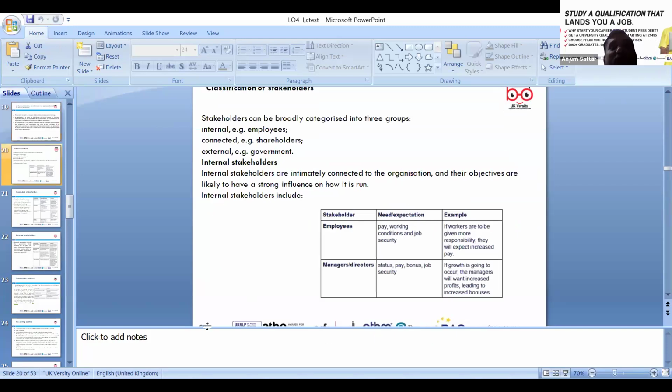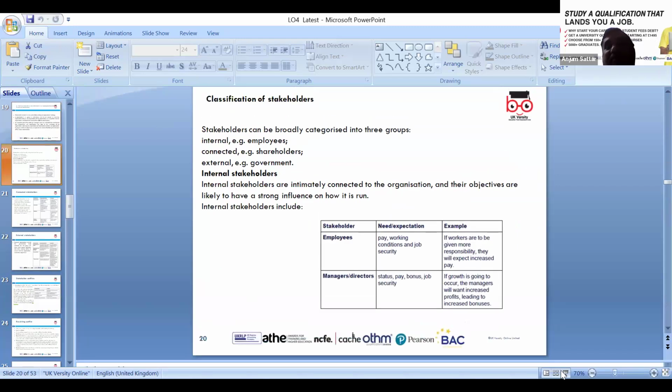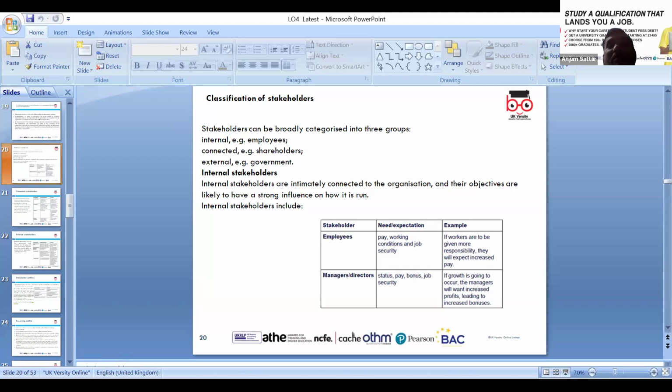As we discussed, stake means interest, and stakeholders can be internal or external. We can look at the classification of stakeholders. Internal, such as employees, really want pay, working conditions and job security. That's what we need to communicate. Management really wants status, pay, bonus and job security, and we can look at the growth of the company and how it needs to be managed by a manager.